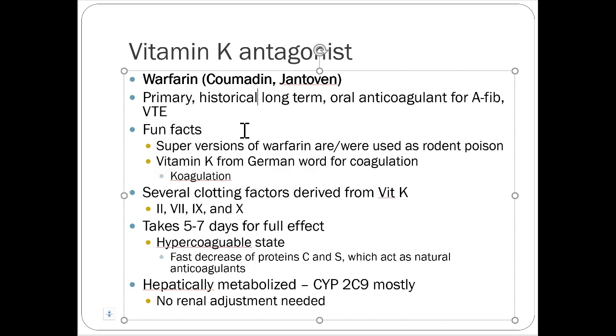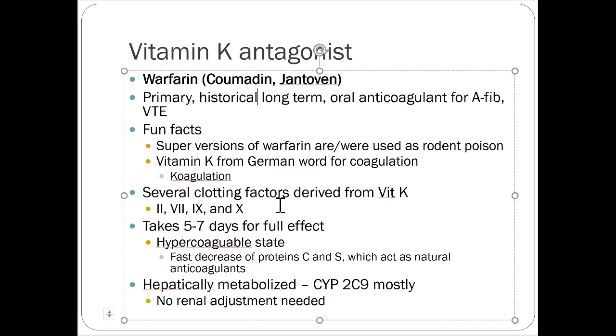Vitamin K, if you're wondering where vitamin K comes from, the German word for coagulation starts with K. It's actually koagulation with a K, which is my fun German fact for the day. Several clotting factors are derived from vitamin K, which has to do, again, with the coagulation concept here. So 2, 7, 9, and 10. Remember, 2 and 10 are our big guys here. If you inhibit the ability of the body to process vitamin K through certain enzymes, you inhibit the body from being able to make clotting factors. So that's warfarin's mechanism of action.